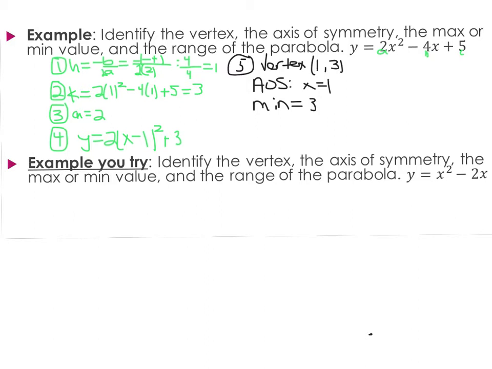And then remember, the domain for parabolas is always going to be -infinity to infinity, but the range, if it opens up, then that means I have a minimum y value. And I'm going to start my range at that minimum y value, and it will go increasing forever. Now I want you to take a second and try the example.